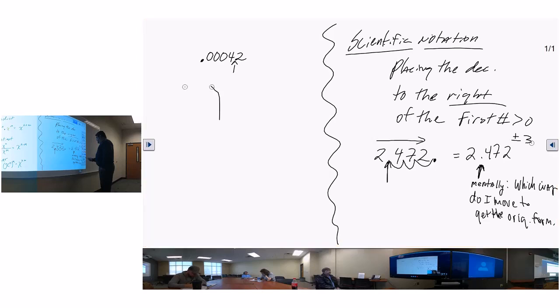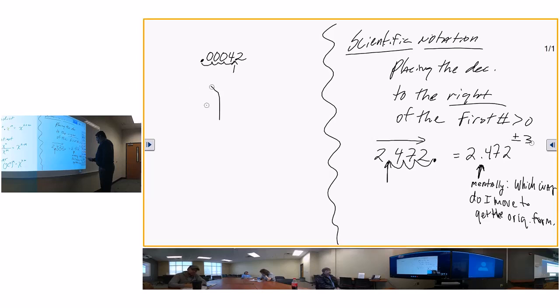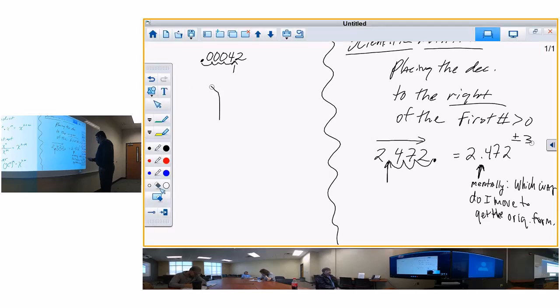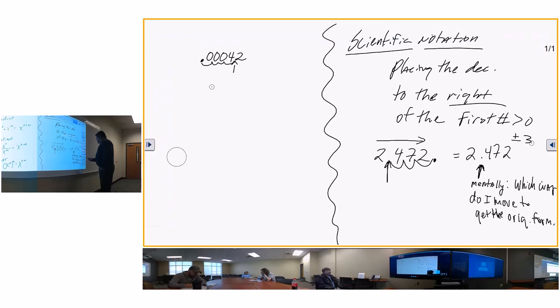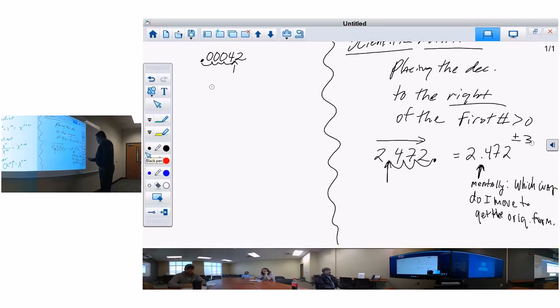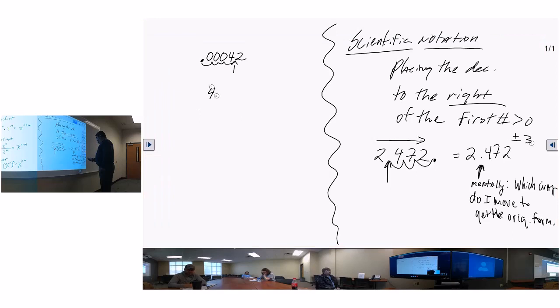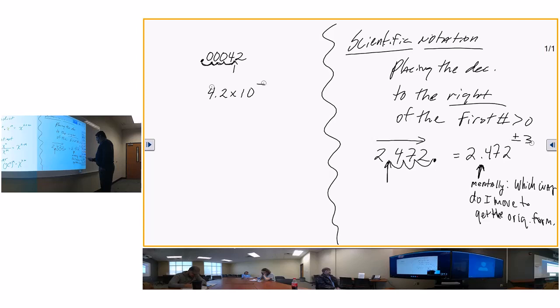So I'm going to rewrite it. 1, 2, 3, 4. Well, get rid of the arbitrary mark. 4.2 times 10 to the blank. And how many times did I move it? 1, 2, 3, 4. Which way did I move this decimal in my head to get it back the way it was? To the left. Left is negative, so that would be 4.2 times 10 to the negative 4.